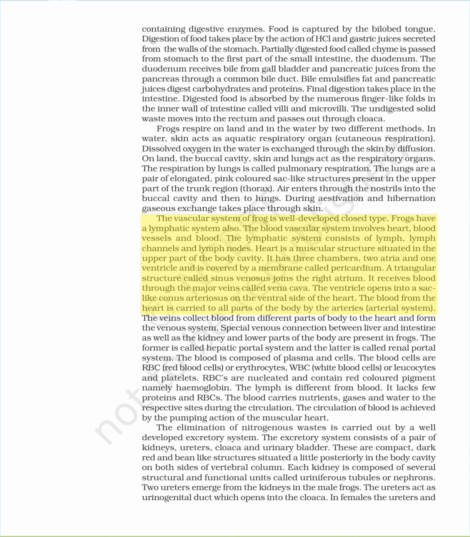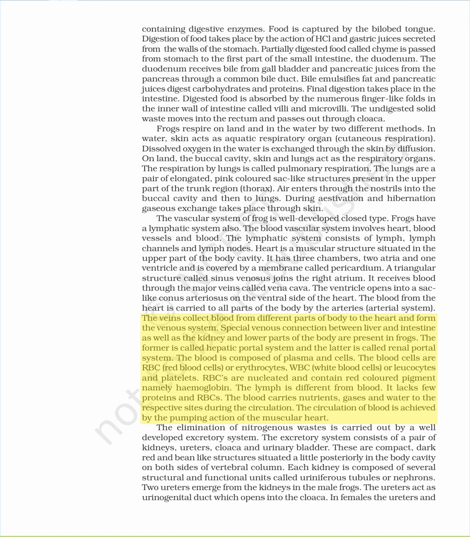A triangular structure called the sinus venosus joins the right atrium. It receives blood through the major veins called the vena cava. The ventricle opens into a sac-like conus arteriosus on the ventral side of the heart. The blood from the heart is carried to all parts of the body by the arteries, the arterial system. The veins collect blood from different parts of the body to the heart and form the venous system. Special venous connections between the liver and intestine as well as the kidney and lower parts of the body are present in frogs. The former is called the hepatic portal system and the latter is called the renal portal system.